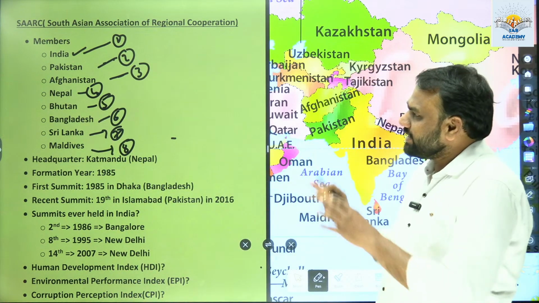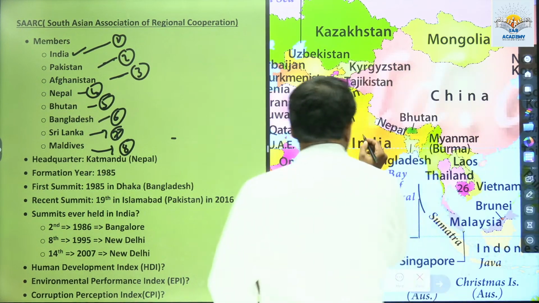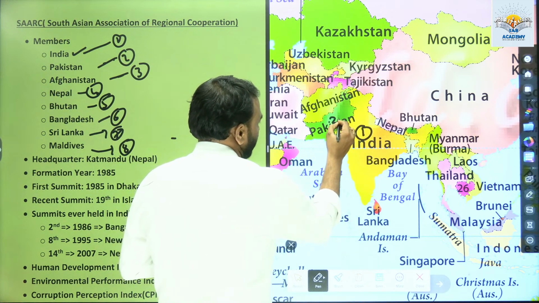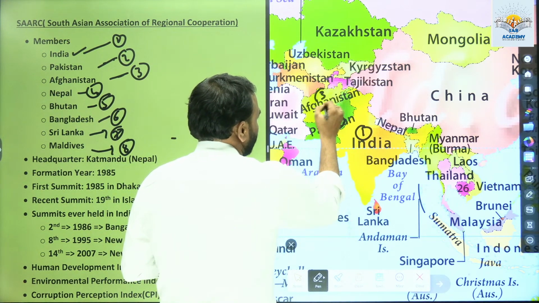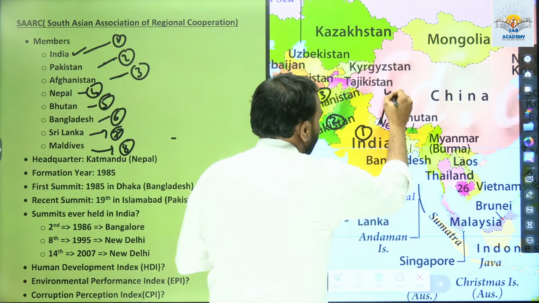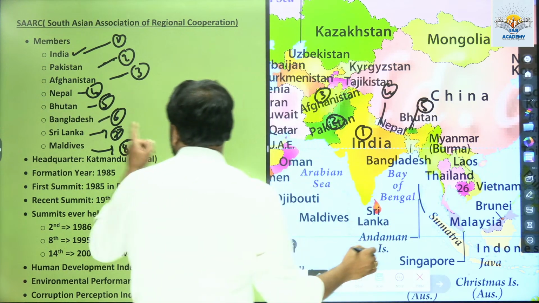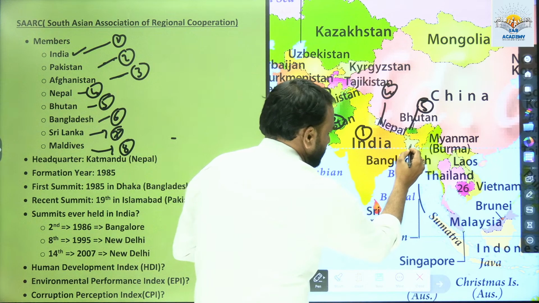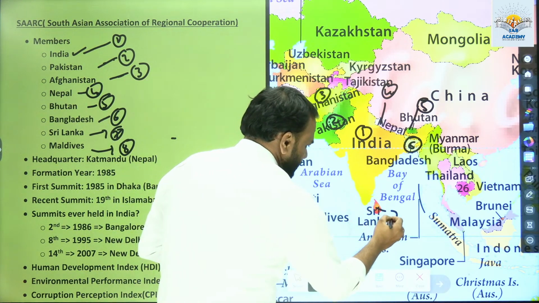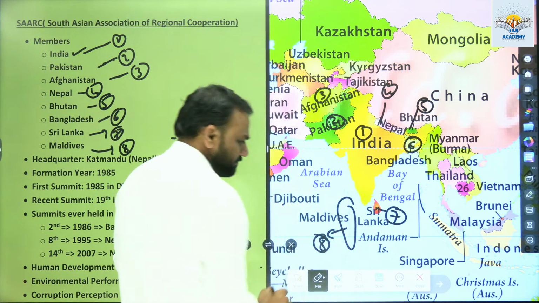So let us locate these countries on the map. Where are these countries located? Here we have India, 1. Next, Pakistan, 2. Afghanistan, 3. Next, Nepal, 4. Next, here we have Bhutan, 5. Bangladesh, 6. Next, Sri Lanka, 7. And finally, this is Maldives, 8.